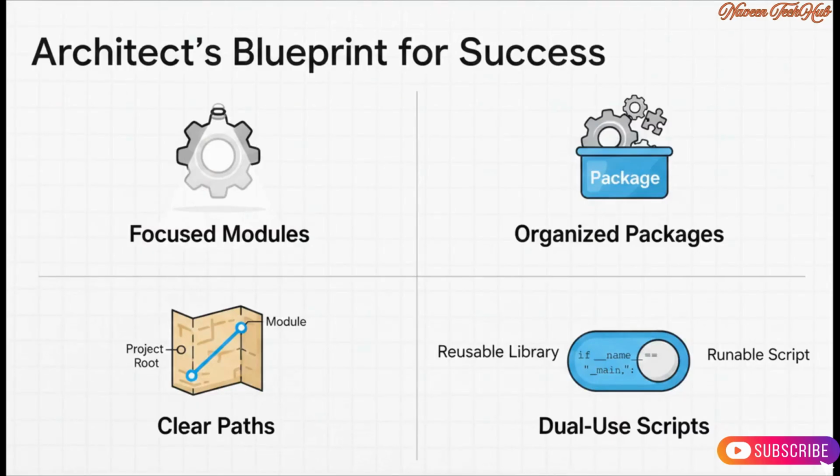The path to clean, beautiful architecture really follows these simple rules. Each module should do one thing, and do it well. Group related modules into packages. Almost always, you should use clear absolute imports. And always use that if __name__ == "__main__" block to keep your reusable logic separate from the code that runs the script.